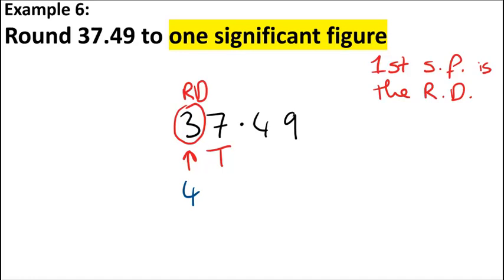Now we're not finished, because it doesn't make sense mathematically to say 37.49 is approximately equal to 4. That does not make sense mathematically. So what we have to do is replace this 7 with a 0. So now our answer is approximately equal to 40. And this makes sense mathematically. 37.49 is approximately equal to 40. And the number 40 has only one significant figure in it. So one non-zero digit.